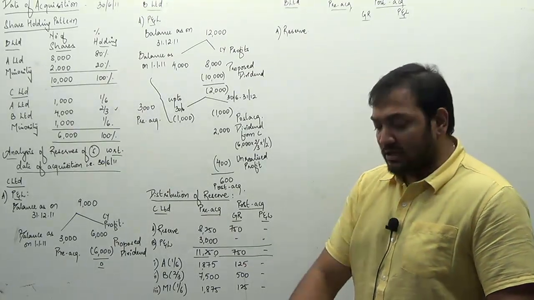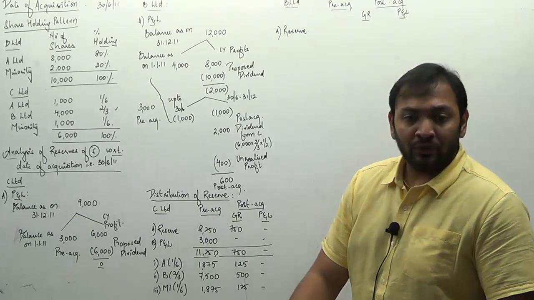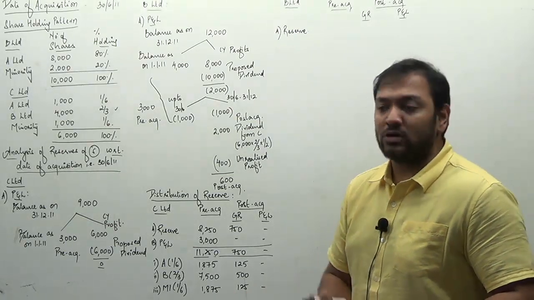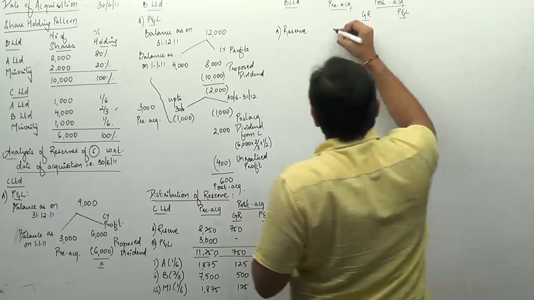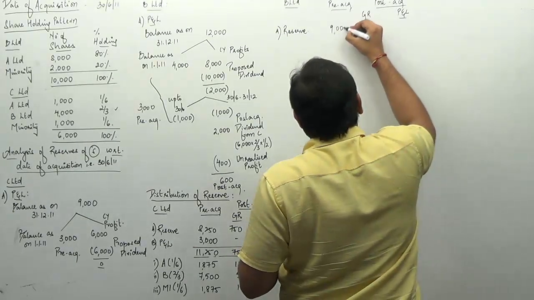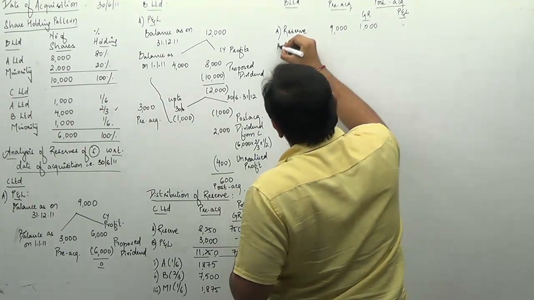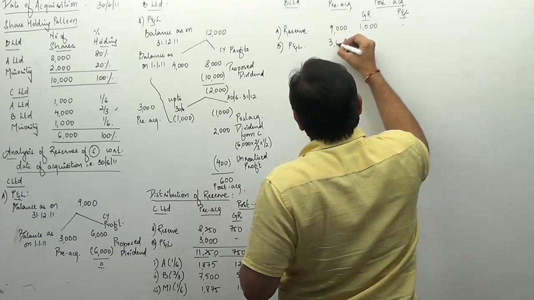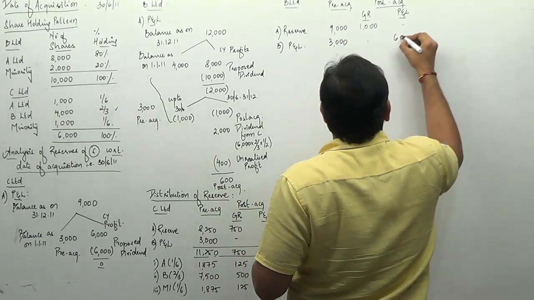8,000 anyway is pre because it is at the beginning of the year. Current year appropriation is 2,000. Out of the 2,000, up to 30th June is pre-acquisition and after 30th June is post-acquisition. 1,000 pre, 1,000 post. So in total I can say 9,000 pre and 1,000 post. P&L I don't have to think about so much because I have already solved it. P&L 3,000 rupees is pre-acquisition and 600 rupees is post-acquisition.